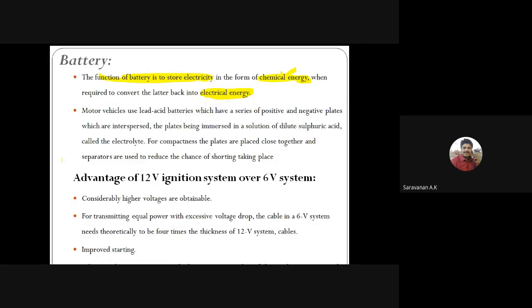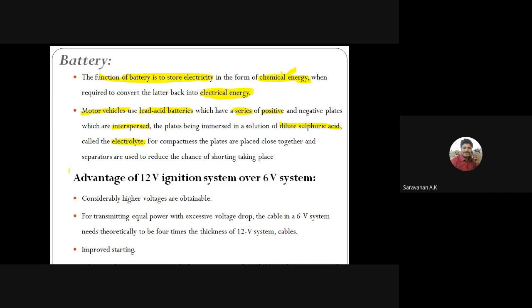In motorcycles and motor vehicles we use lead acid batteries, which are connected in series for very large ones. But in small vehicles, we use only positive and negative plates. These plates are interleaved, and the plates are immersed in a solution of distilled sulfuric acid, and this process is called the electrolyte process.